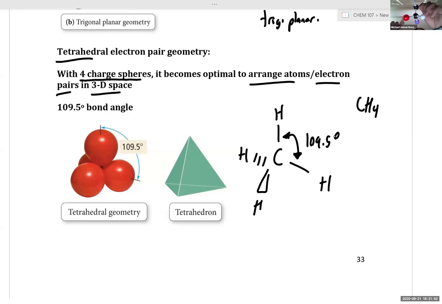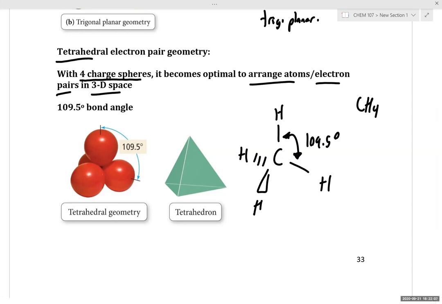So tetrahedral geometries have 3-dimensional shape, and that shape is leveraged in organic chemistry to allow molecules to recognize different shapes. We'll talk more about that later. First, we just need to get used to assigning molecular shapes. Okay, so that's the tetrahedral electron pair geometry.